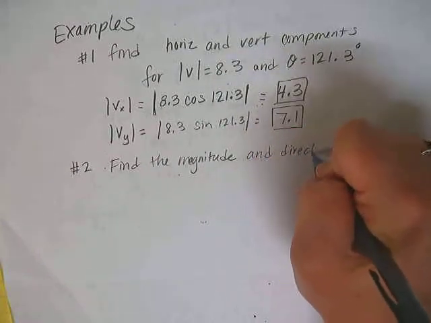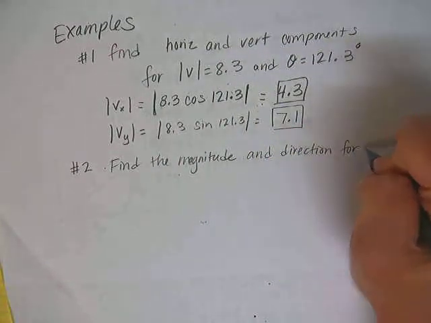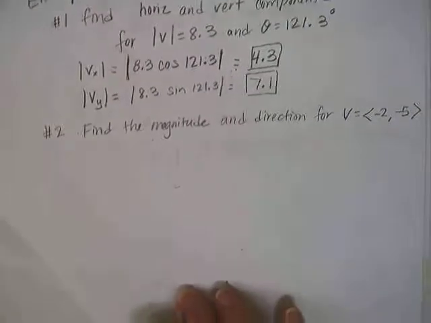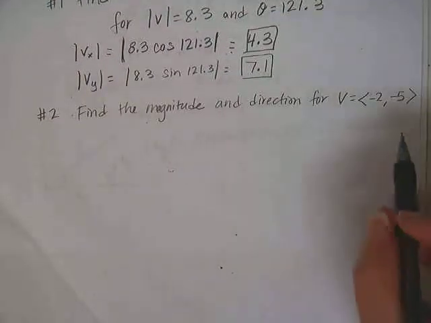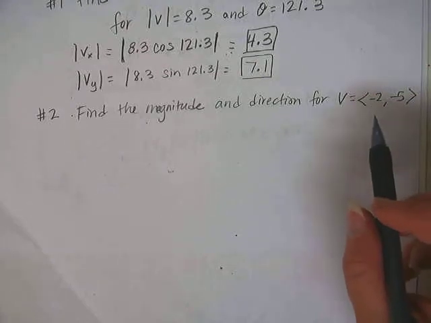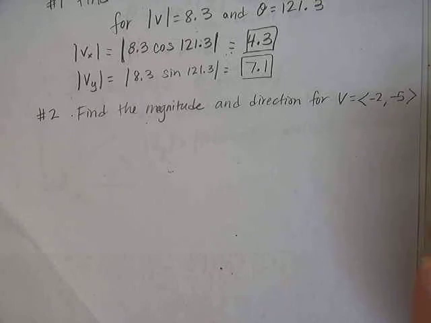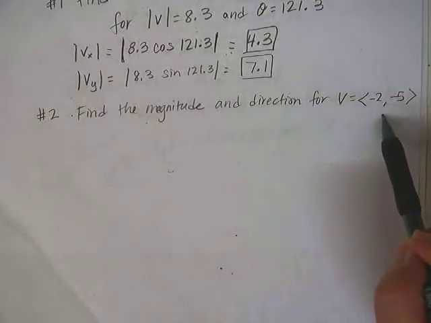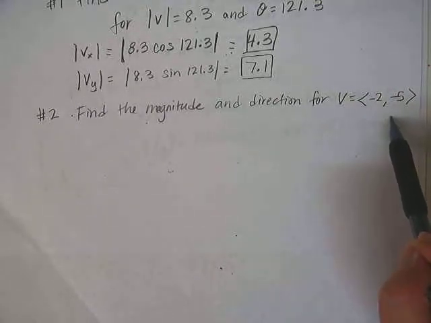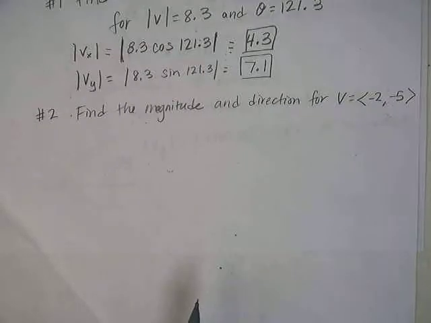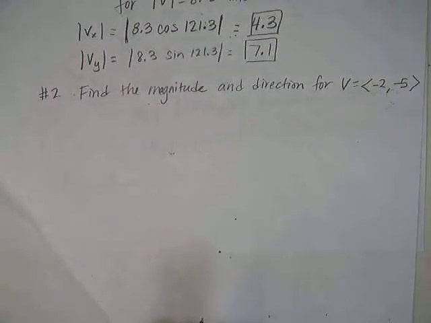Find the magnitude and direction for our vector equaling -2, -5. So the formulas are the inverse tangent of -5 over -2, and then the square root of -2 squared plus -5 squared. And then you need to take that angle and put it in which quadrant? Which quadrant is negative for our vector? Quadrant 3 angle is what we're looking for because of the direction that that vector is going. Okay, so try that on your own.